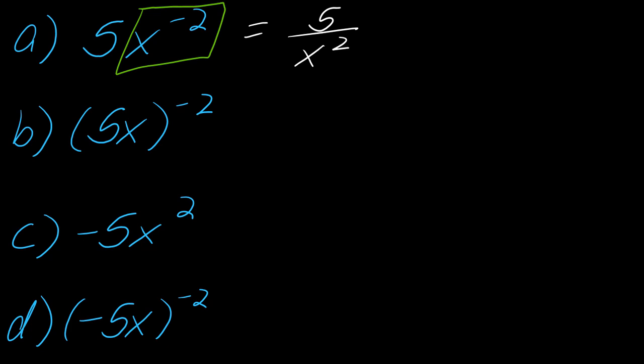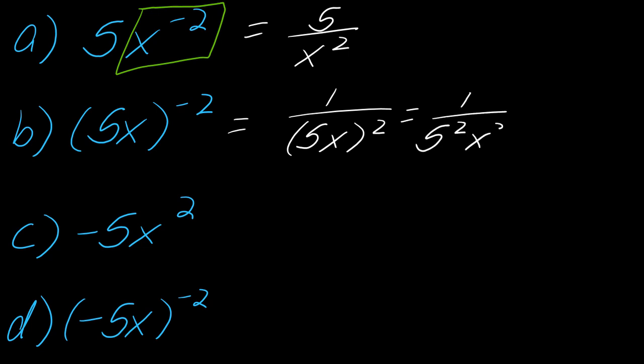Now, let's contrast that to b. Now notice I have parentheses around this whole thing. So when I want to use this negative exponent, what goes to the denominator? In this case, this becomes 1 over 5x squared. Notice I just take everything that's in the parentheses, I can't break that up, and I've sent it all to the denominator. But can I evaluate this further? Yes, I can. So this can become 1 over 5 squared x squared. And what is 5 squared? It's 25. So this is 1 over 25x squared.